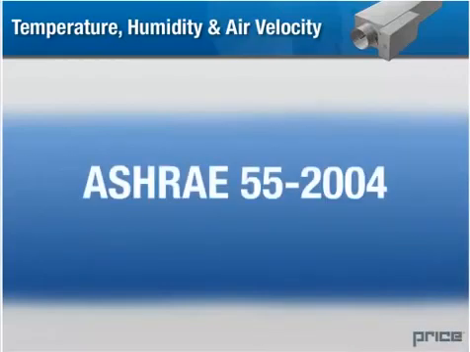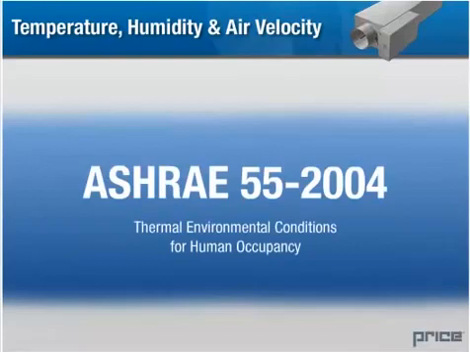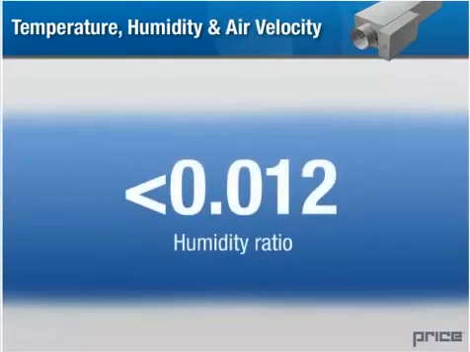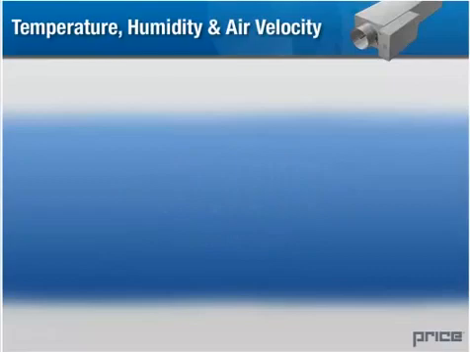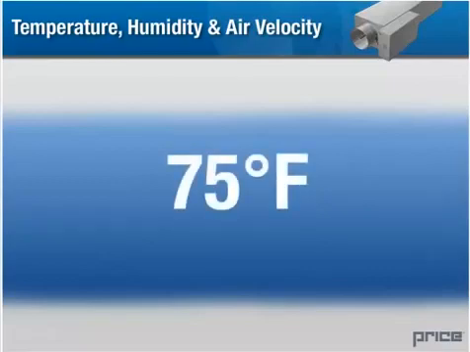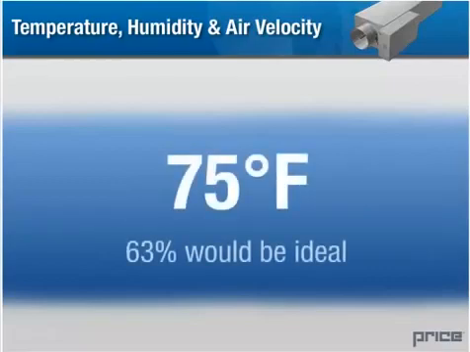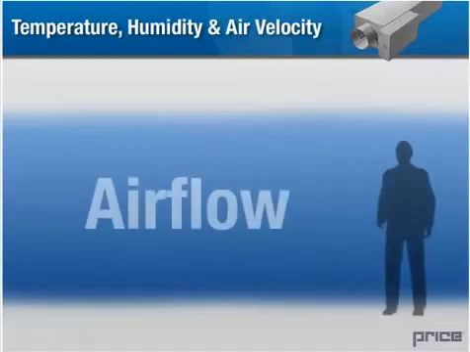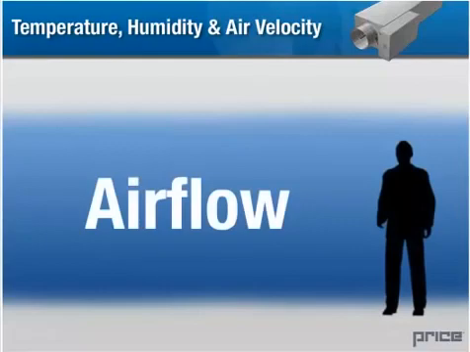ASHRAE Standard 55-2004, Thermal Environmental Conditions for Human Occupancy, has established that a humidity ratio less than 0.012 will provide the best level of human comfort. For example, if your room temperature is 75 degrees Fahrenheit, a relative humidity level of 63% would be ideal. The comfort level also depends upon airflow within the room.